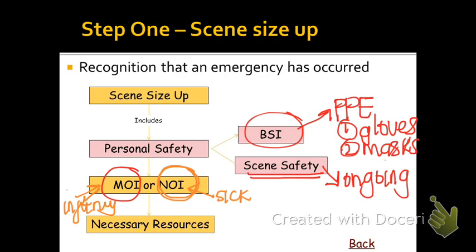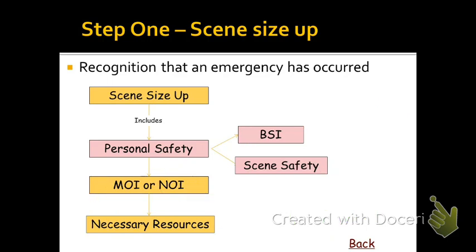And then last but not least in the scene size up are the necessary resources. Remember, we talked about knowing the cross streets, knowing the number of patients. This will help determine what necessary resources are needed. Is it the fire department because there's a fire? Is it a police department because we're dealing with patients who are violent? Or is it that we need multiple EMTs or paramedics because we're dealing with lots of patients? So the necessary resources really help determine who is going to arrive at the scene to help you in your emergency situation.